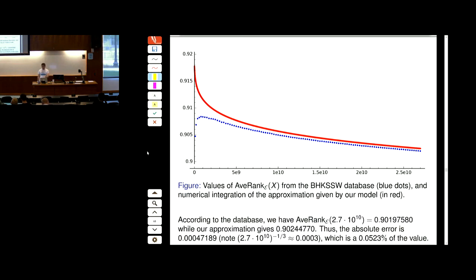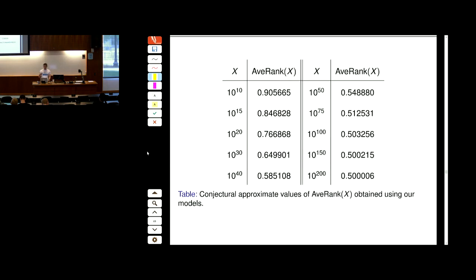According to my model, the red line is what the model predicts. And you can see that the error, this is actually pretty zoomed in, is about this much, which is about 0.0523% of the value. So it's getting pretty close, or it matches the data pretty well. And using that, as I said, it's highly heuristic and conjectural, I can at least give some idea of what the average rank should be as you increase the height.